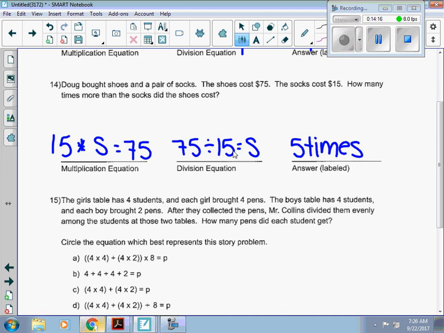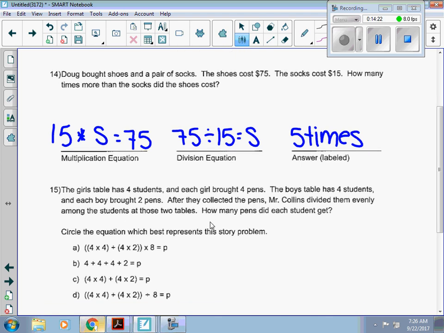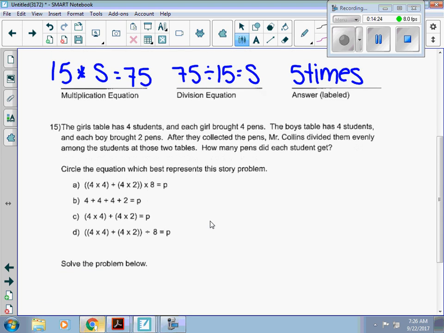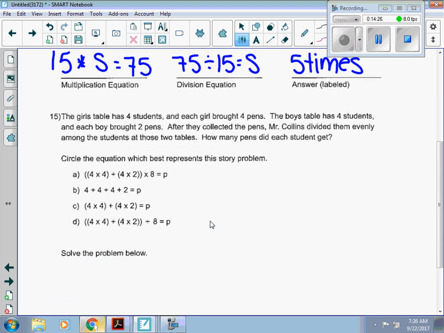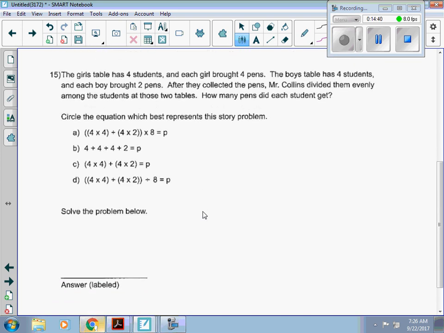And number 14. The girls' table has 4 students, and each girl brought 4 pens. The boys' table has 4 students, and each brought in 2 pens. After they collected the pens, Mr. Collins divided them evenly among the students at these 2 tables. How many pens did each student get? And this one's just like the one above. I'm going to kind of solve it and label it so I can see exactly what my work was to be able to pick my equation.